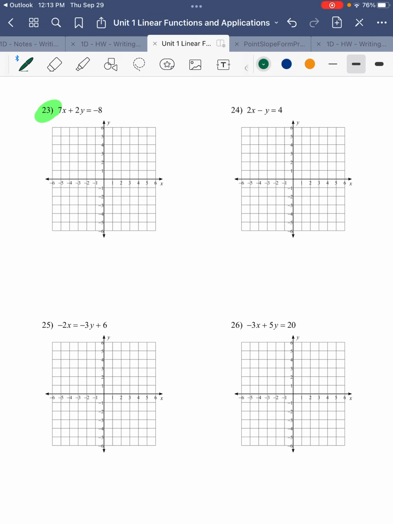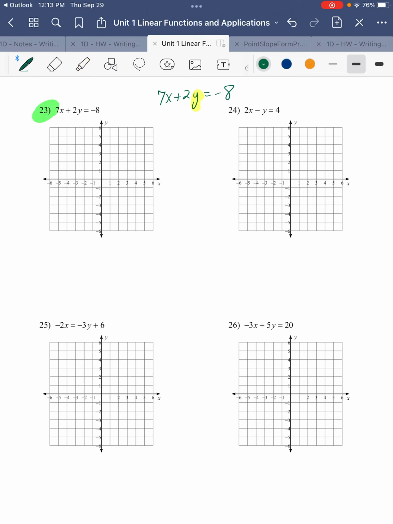Another one in standard form. So to get from standard form to slope-intercept form, I need to get the y by itself. I have a term that I need to move, so I'm going to subtract 7x. And then I'm going to divide by 2.